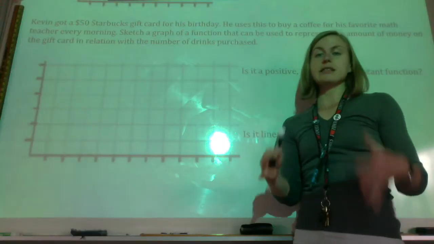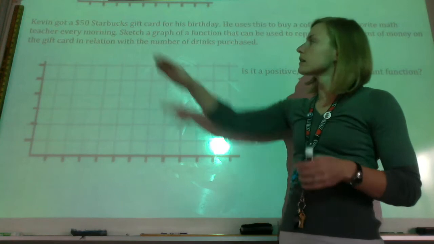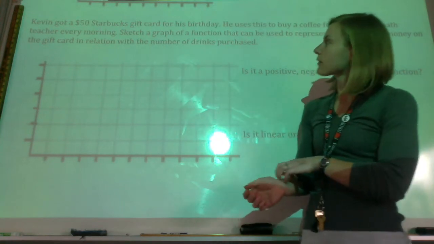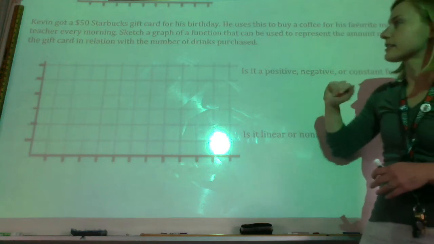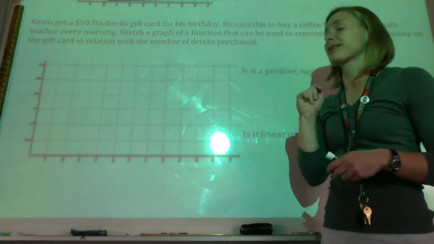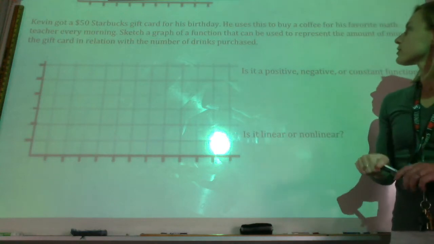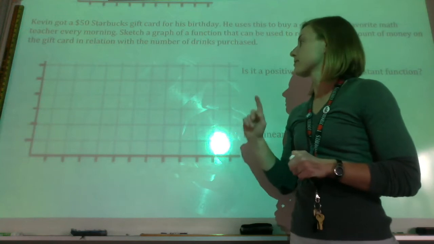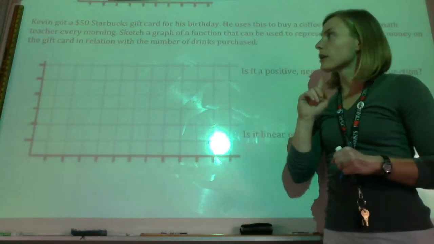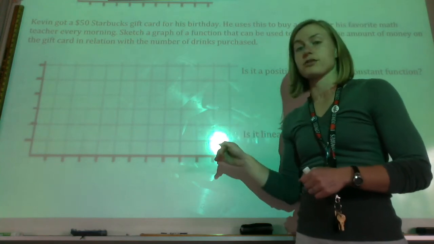So here we have another scenario that we need to graph and then answer some questions about. Kevin got a $50 Starbucks card for his birthday. He uses this to buy a coffee for his favorite math teacher every morning. Oh, that's really sweet. Sketch a graph of the function that can be used to represent the amount of money on the gift card in relation to the number of drinks purchased. Okay, so he's starting with $50, and then every morning he's buying another drink.